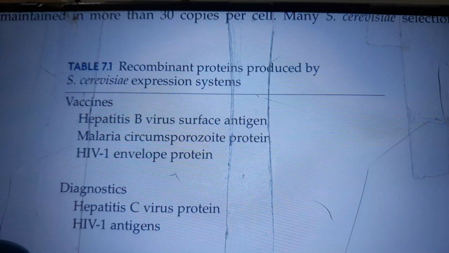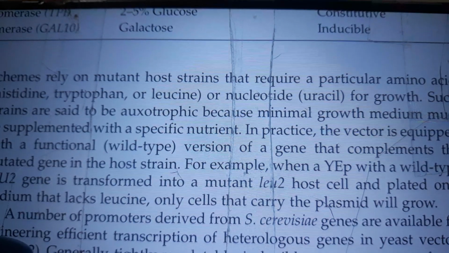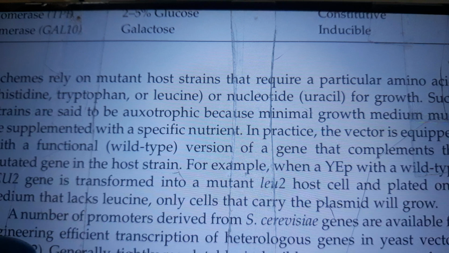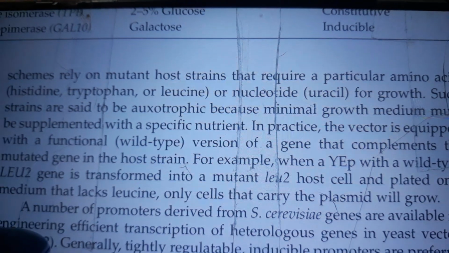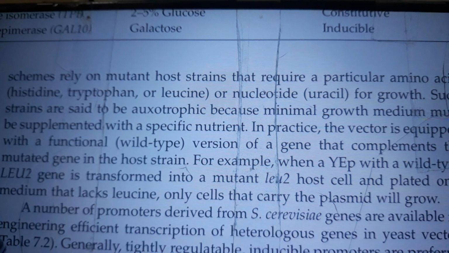Many S. cerevisiae selection schemes can be seen. The schemes rely on mutant host strains that require a particular amino acid, histidine, tryptophan, or leucine, or the nucleotide uracil for growth. Such strains are said to be auxotrophic because minimal growth medium must be supplemented with a specific nutrient.